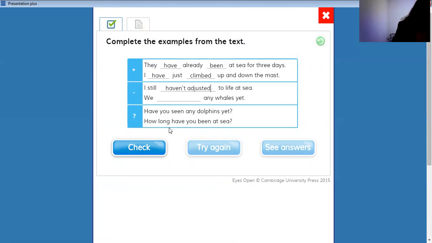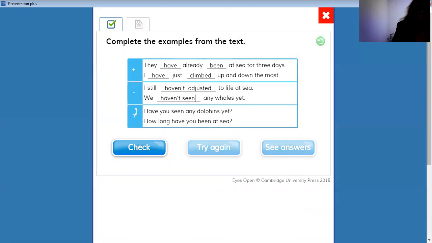Okay, good. Now the next, we. One more. We have to separate these words. We. Look at this. This is negative, no? We have to do negative sentences. We haven't. The verb see. What is the verb see? Seen. We haven't seen any whales yet. Where is yet? Look at this. At the end of the sentences, at the end of negative sentences.